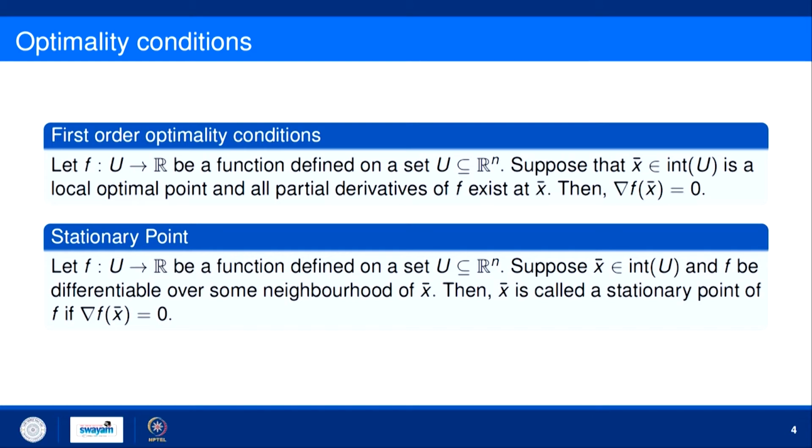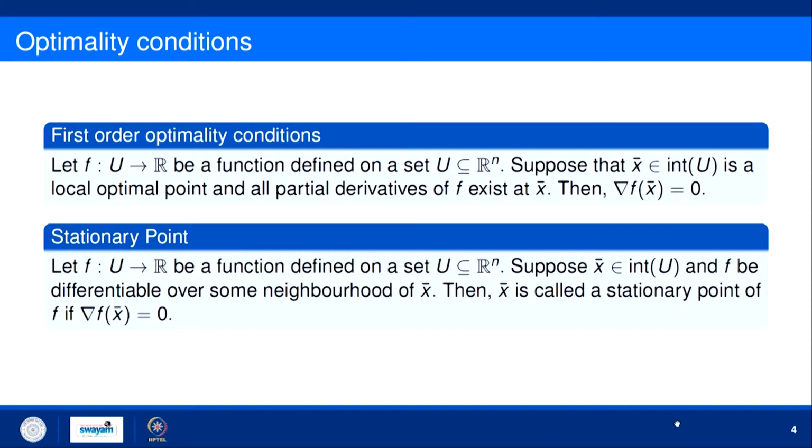First of all, the first order optimality conditions. Let f from U to R be a function defined on a set U, a subset of Rn. Suppose that this x bar belongs to the interior of U, it is not on the boundary. Suppose x bar is a point of local optimum and all the partial derivatives of f exist at x bar. Then the gradient of f at x bar is always 0.